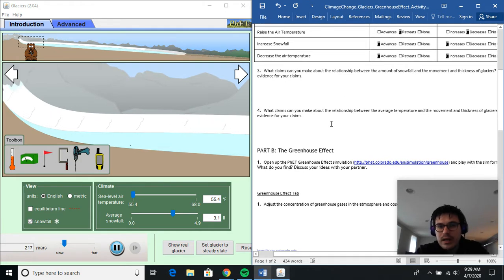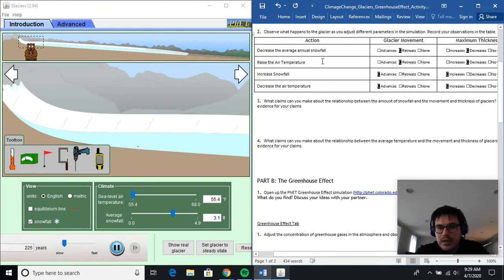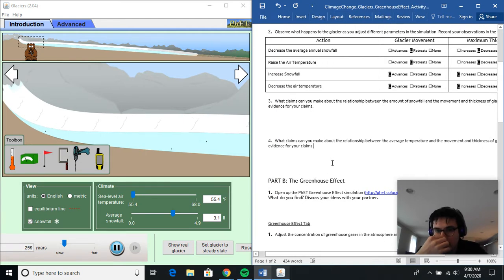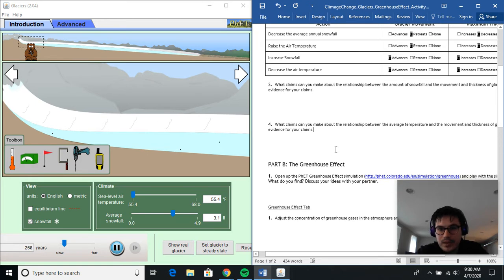What claims can you make about the average temperature? What happens when I raise it and decrease it? Okay, look over here. So again, I'm looking for your answer there. So take some time to write that down. You can pause me if you need to. It's one advantage of online learning, you can pause me to get me to stop talking.